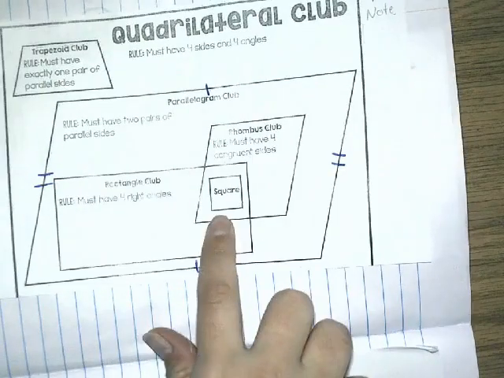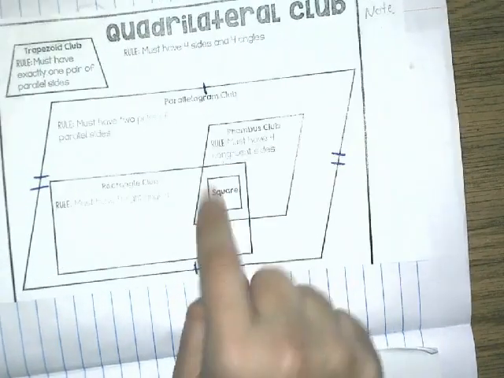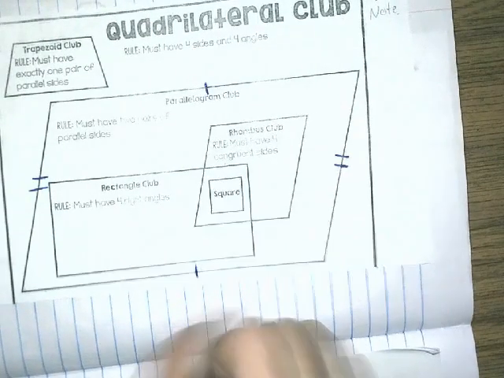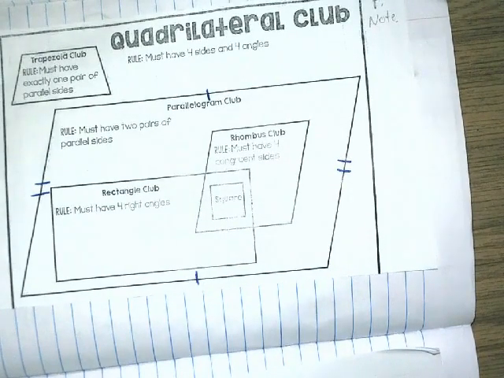So a square is going to have 4 congruent sides, meaning all 4 sides of a square are going to be the exact same length as the other sides. Okay? Then we have our rectangle club. To be in the rectangle club, it just needs to have 4 right angles.